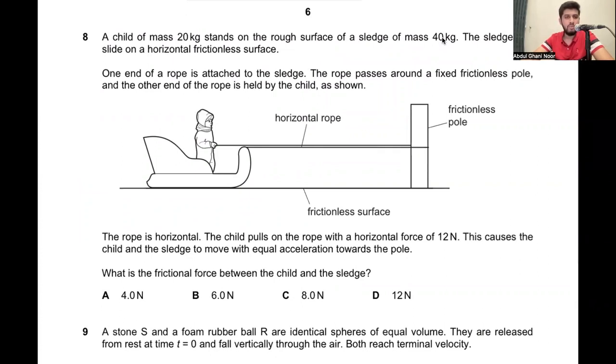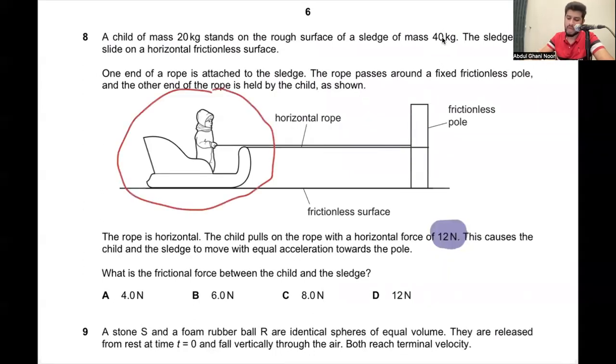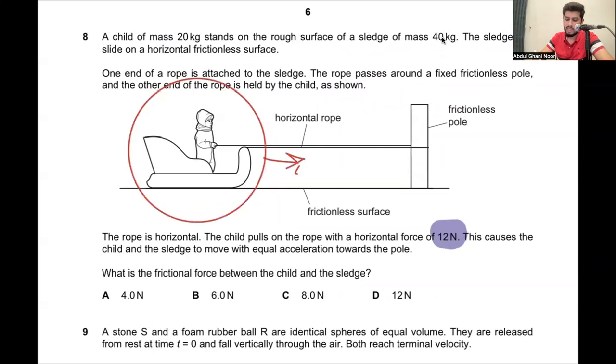One end of the rope is attached to the sledge. The rope passes around a fixed frictionless pole, and the other end of the rope is held by a child as shown. The rope is horizontal. The child pulls on the rope with a horizontal force of 12 newtons. This causes the child and the sledge to move with equal acceleration towards the pole. So the child and the sledge both have an equal acceleration to the right.